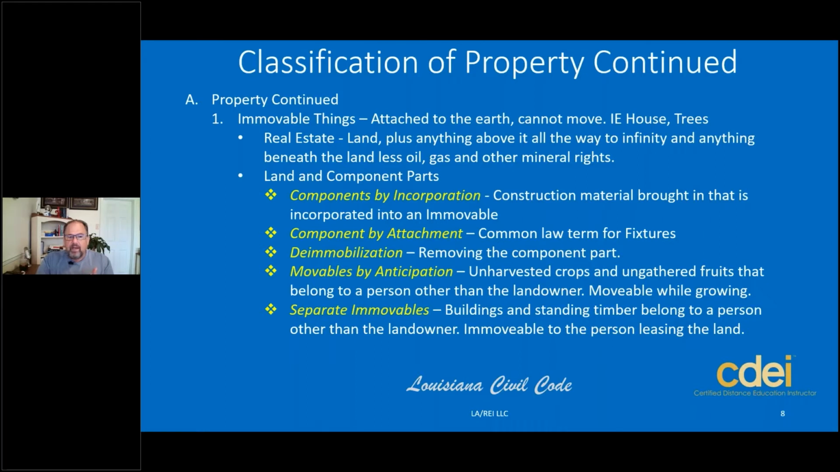Now let's look at the land and its component parts. We're going to talk about component by incorporation and component by attachment. Those two terms are kind of hitched together, but they still have similar differences in them. We're going to look at demobilization, movable by anticipation, and then separate immovables. We're going to discuss all this in this short session.